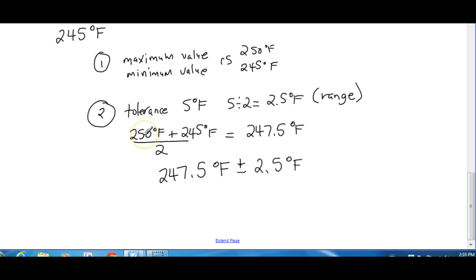I'm at 250. If I look at my nominal value of 247.5 degrees and I subtract 2.5 degrees, I'm at 245. I can't go above 250, I can't go below 245. So this is just another way of writing my tolerance, my acceptable range, my acceptable answer or temperature is 247.5 plus or minus 2.5 degrees Fahrenheit.